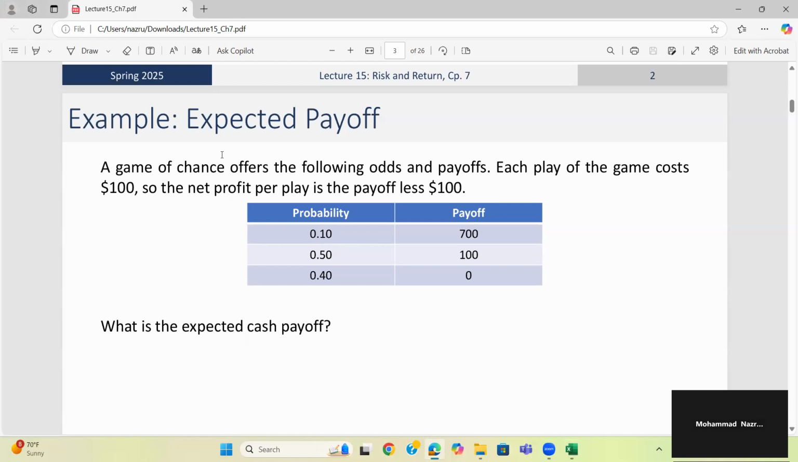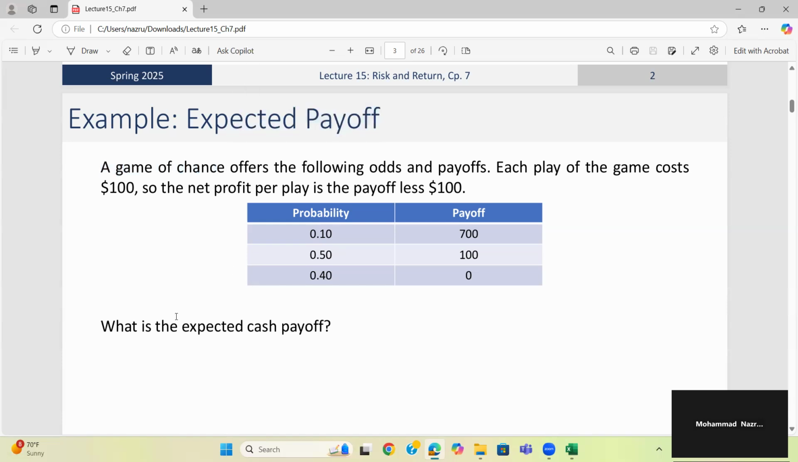So the question is: a game of chance offers the following odds and payoffs. Each play of the game costs $100. So we have our cost of $100 for each play, and the net profit per play is the payoff less $100, and you are given probabilities for three payoffs. For a 700 payoff, there is a 10% chance. To get 100 payoff, there's a 50% chance, and there is a 40% chance that you are not getting any payoff, right?